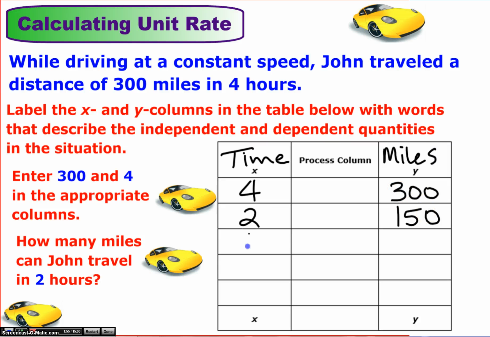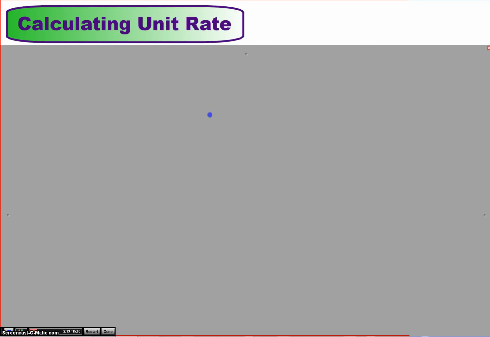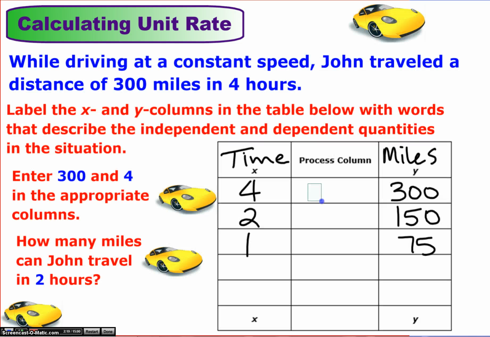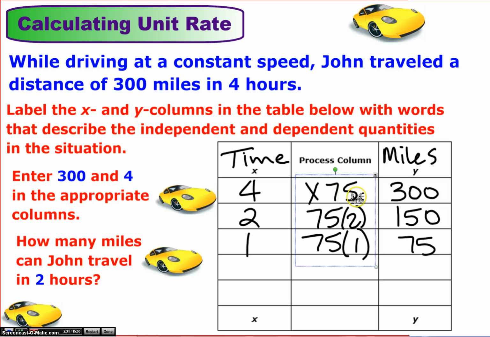And the last question wants to know how far he would drive in 1 hour. So 150 divided by 2 is 75. Now, go to the bottom of your foldable, I'm sorry. It says John traveled 75 miles in 1 hour. So our process is times 75, right? Or 75 times 2, 75 times 1. And to figure out how to get from 300 to 4, you would just divide. And that's how you came up with 75.